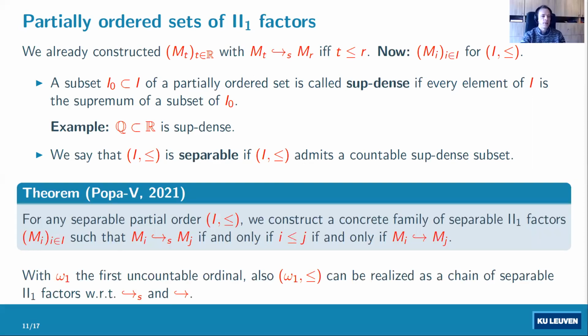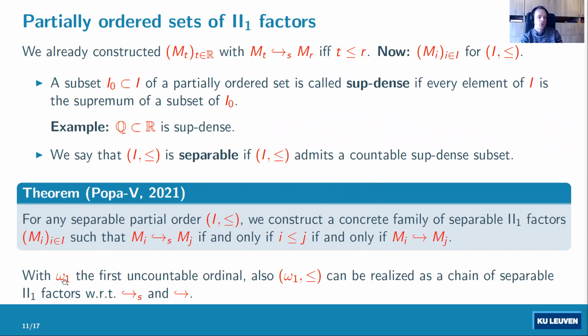And here is then the theorem. Whenever you have a partial order that is separable in that way, there is a concrete and functorial construction of a family of separable II_1 factors that reflects this partial order under the stable embedding relation. So M_i stably embeds in M_j if and only if i is smaller or equal j, if and only if there is an embedding.